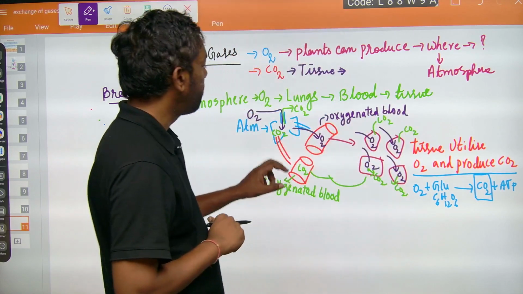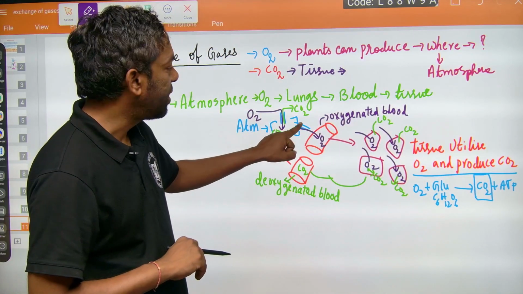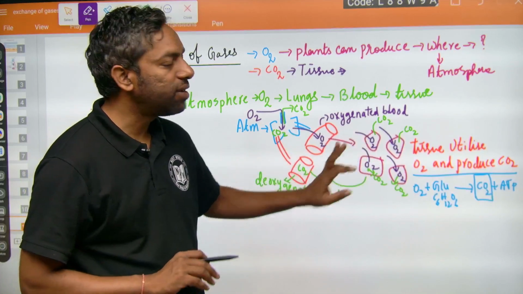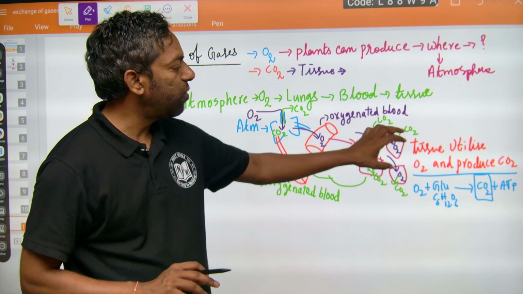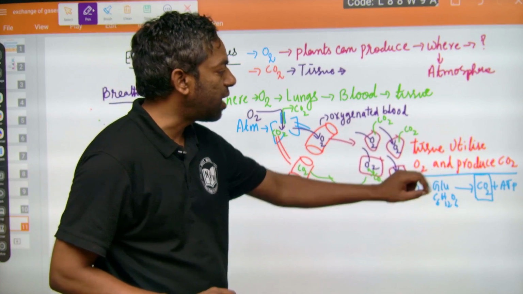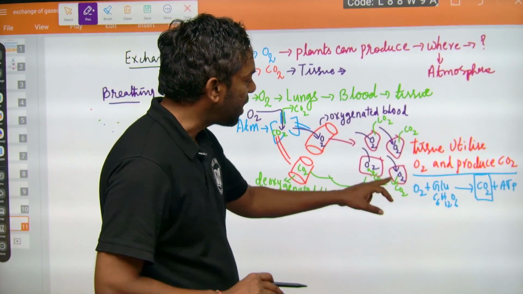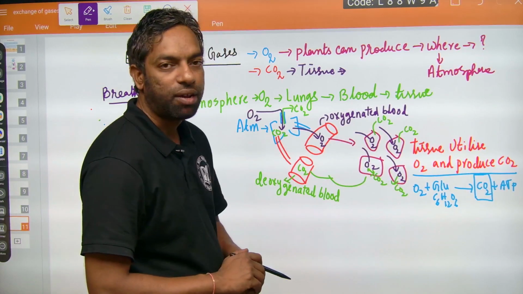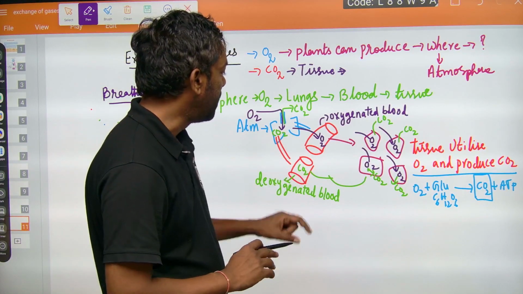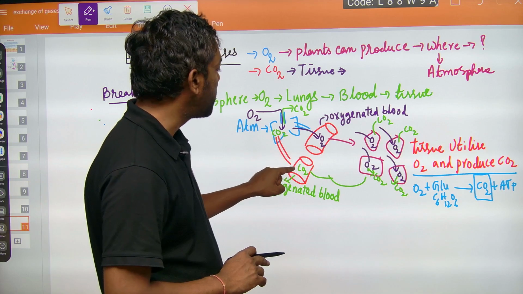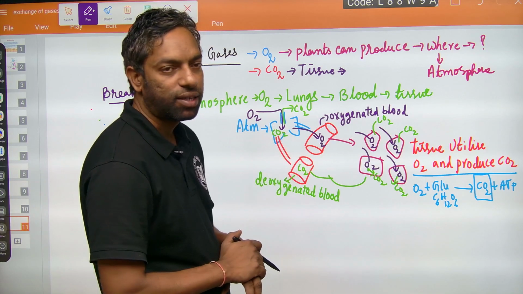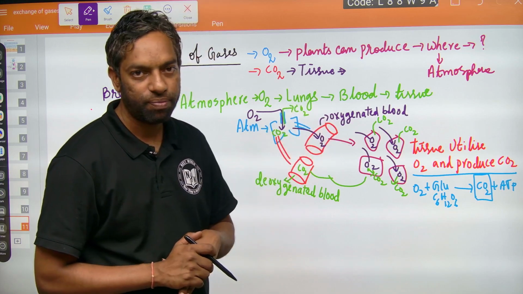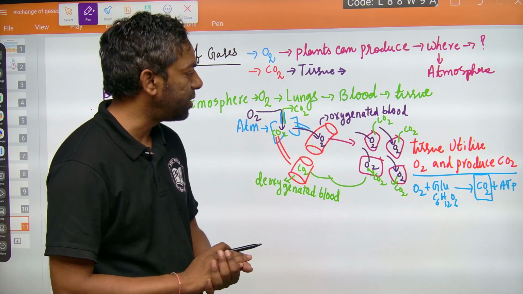Just see here, from the lungs the oxygen which enters the blood carries the oxygen to the tissue. The tissue utilizes the oxygen and releases carbon dioxide. The carbon dioxide produced in the tissue is transferred into the blood, that is deoxygenated blood. The blood carries that carbon dioxide forward to the lungs. The lungs filter and the carbon dioxide exits. This is exhalation and inhalation.